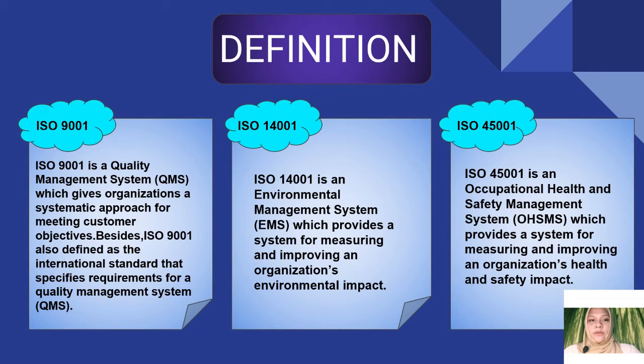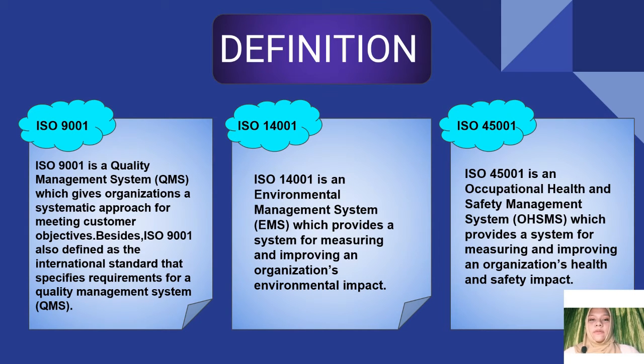So we are given a task to compare three ISO standards: ISO 9001, ISO 14001, and ISO 45001. I will compare them based on their definition. ISO 9001 is a quality management system which gives organizations a systematic approach for meeting customer objectives. Besides, ISO 9001 is also defined as the international standard that specifies requirements for a quality management system.